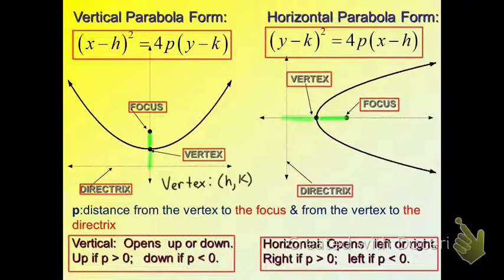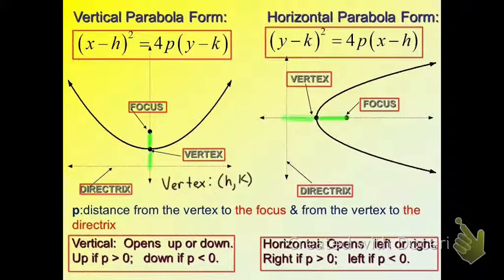Looking at just vertical, if that p-value is positive, then it's going to open up. If it's negative, it's going to open down. Those same rules apply to the horizontal, just with right and left. So a positive p-value is right, a negative p-value is left.